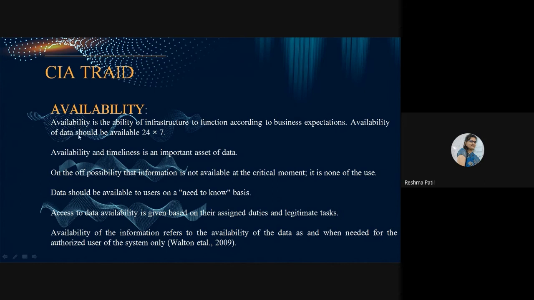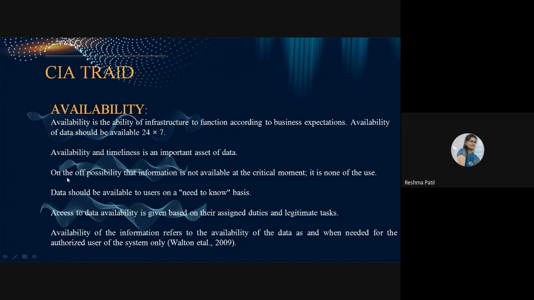Availability of data should be 24 by 7. Whenever you are going to access the system, that should be available. Availability and timeliness is an important asset of data. If particular data is not getting in time, then it's none of use.